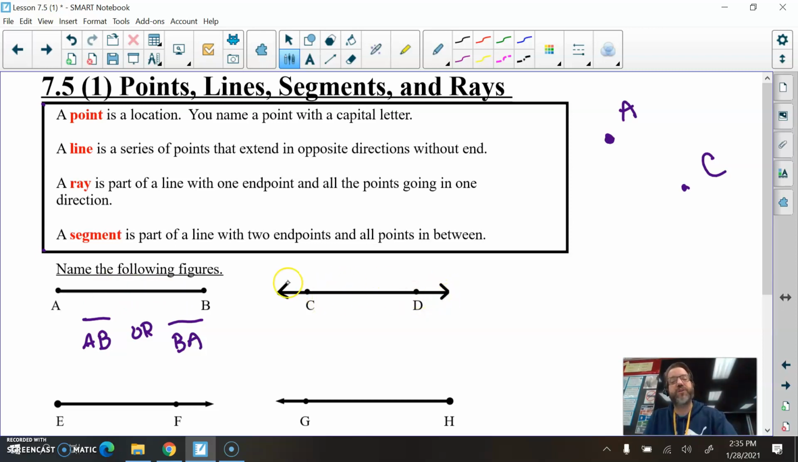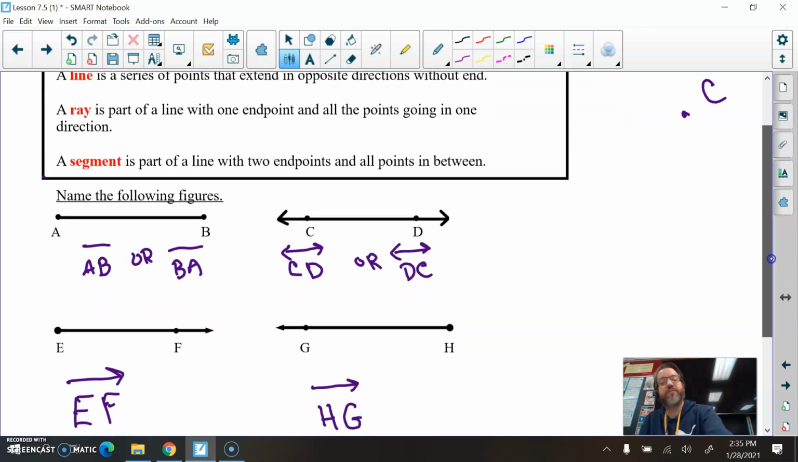All right, here I have a line. See the arrows? It's going forever in two directions. I can call this line CD. So I'm going to put CD, but this time I'll put a line symbol over it. Or I could reverse those letters and say line DC. It's the same thing. Usually I like to go in alphabetical order, but it really doesn't matter.